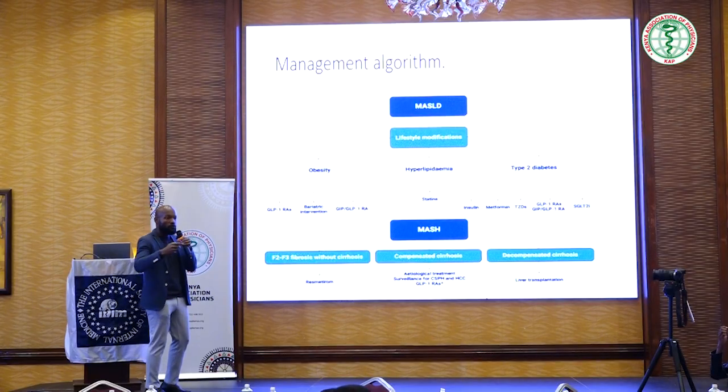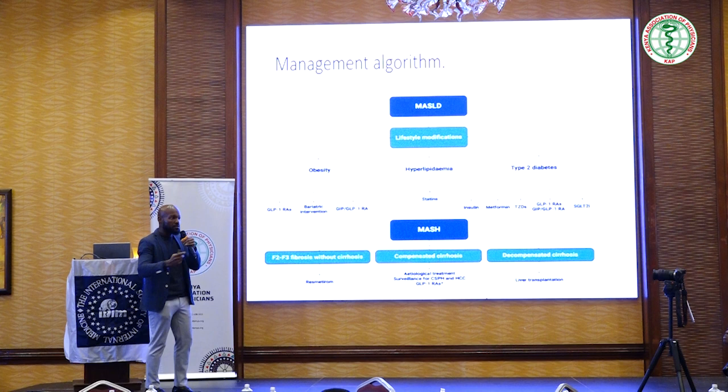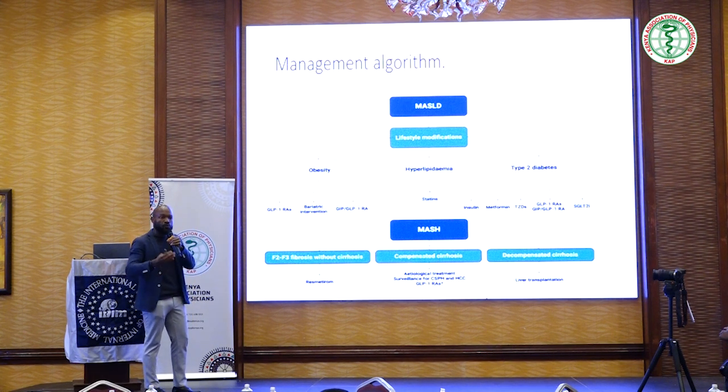When you've confirmed that the patient has MASLD, this is now a management algorithm. It cuts across a lot of specialties, and many hospitals are working together in terms of groups. The diabetologist, the obesity specialist, the gastroenterologist, all of us have a role to play, and the nutritionist as well. We all have a role to play in terms of the overall management of our patients who have MASLD.